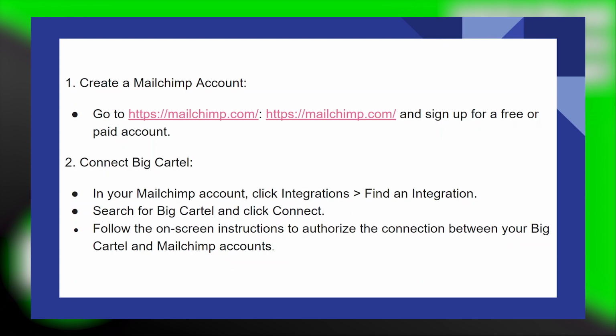In your Mailchimp account, click Integrations and then Find an integration. Search for Big Cartel and click Connect. Next, follow the on-screen instructions to authorize the connection between your Big Cartel and Mailchimp accounts.